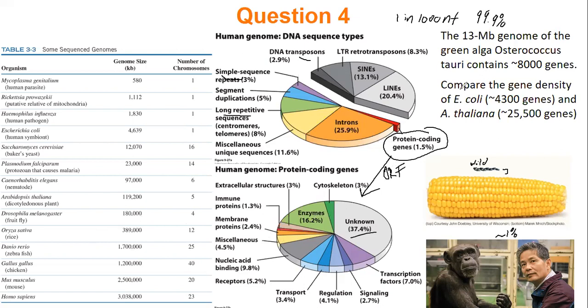And I do have a question over here about gene density. I think I'm going to skip that for the sake of time. It's just how to calculate what the average spacing of proteins in a DNA is. So I'm going to skip that for now.